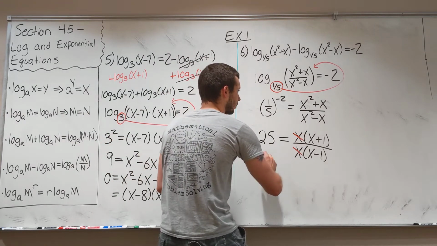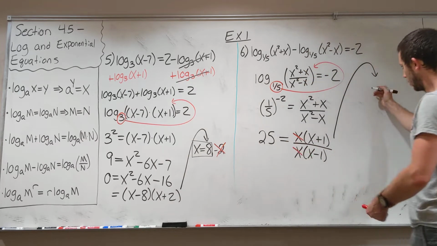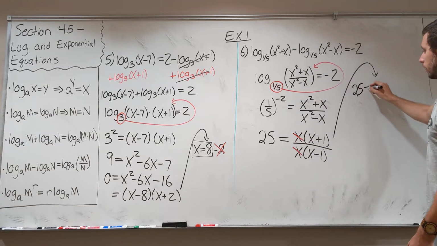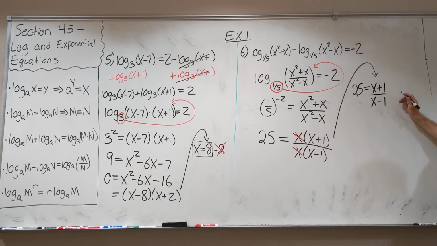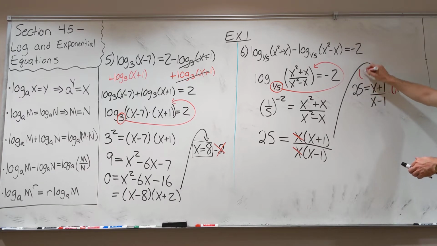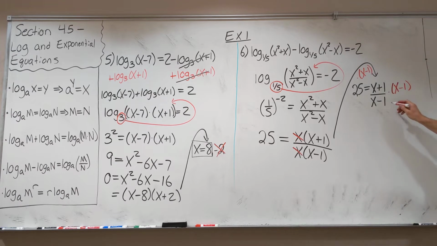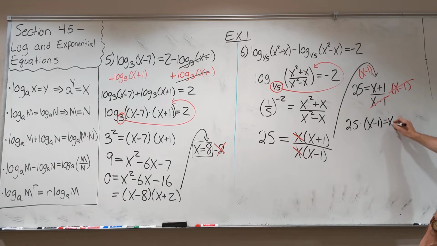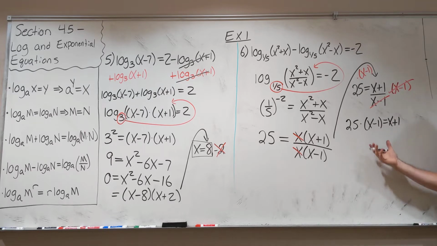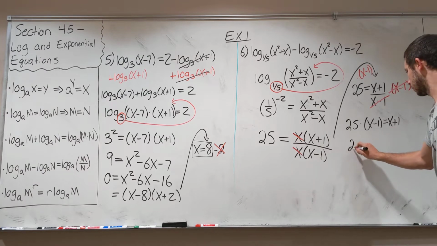So now what we have, I'll go ahead and write it up over here. So this is 25 is equal to x plus 1 divided by x minus 1. And we can go ahead and clear out the denominator, multiply it out. So multiply x minus 1 on both sides. That'll cancel it here. And we get 25 times x minus 1 is equal to x plus 1. And from here, it's a linear equation. You can go ahead and multiply everything out, combine like terms, and get a final answer.